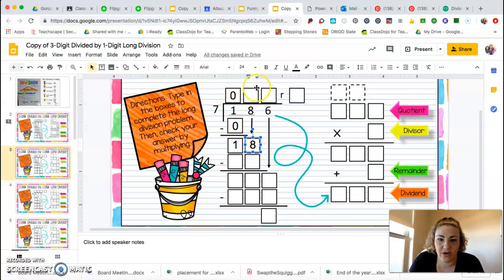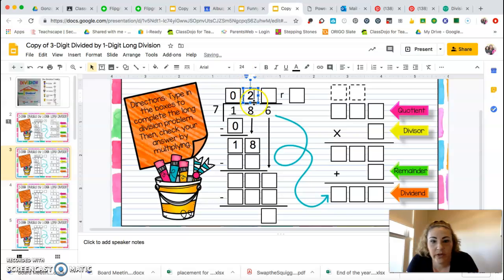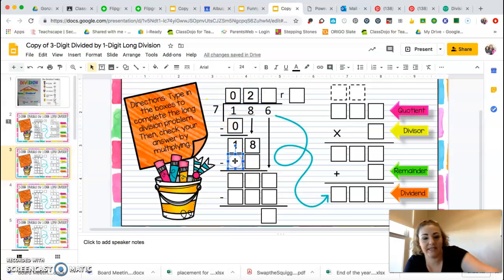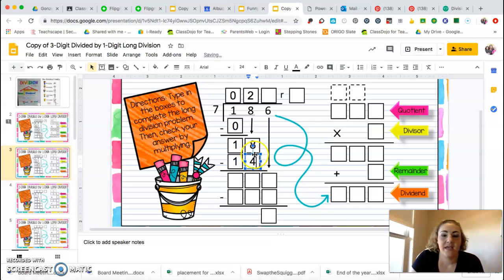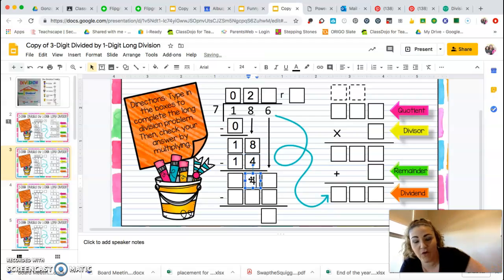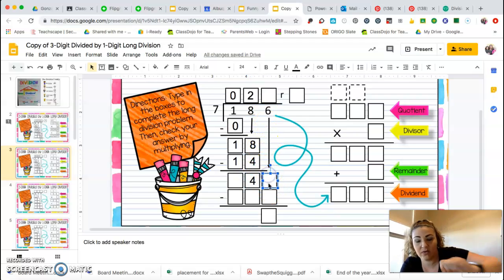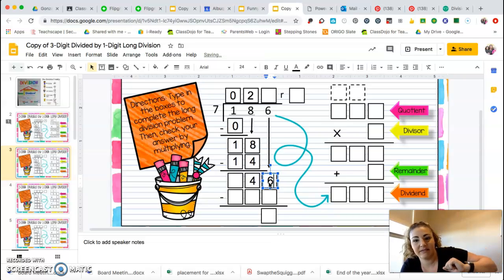How many times can 7 go into 18? 2. 2 times 7 is 14. Okay, so that's Mom multiplying. Now sister subtracts. 18 minus 14 is 4. Now brother brings down 6. Okay. And now Rover repeats. Go back up to the top. Dad divides. How many times can 7 go into 46 without going over?